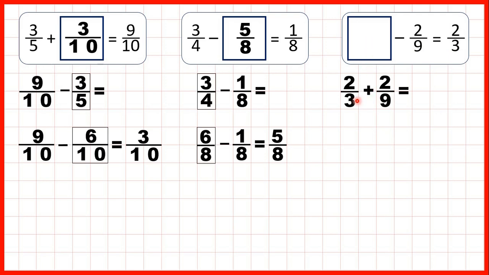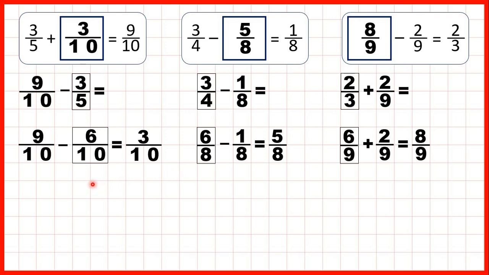Again, we need the denominators to be the same, so instead of 2/3, we can have 6/9. That's equivalent because 3 times 3 is 9 and 2 times 3 is 6. So now we can add 2/9, the denominator stays the same, and 6 plus 2 is 8. So our missing fraction is 8/9.